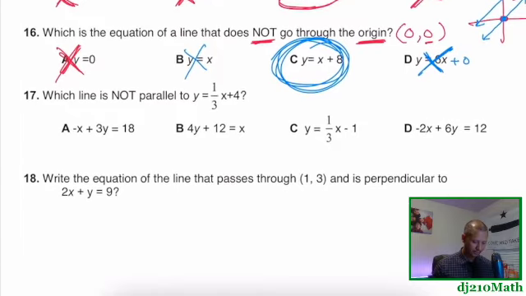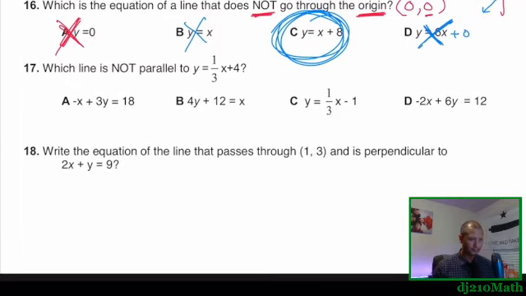17. Which line is not parallel? If it is parallel, it has the same slope. The slope we're looking at is 1/3. So which of these lines has a slope different than 1/3? Because it says not parallel, let's look at the ones that are parallel. At a glance, it's not C, because C has a slope of 1/3, and that's the same.